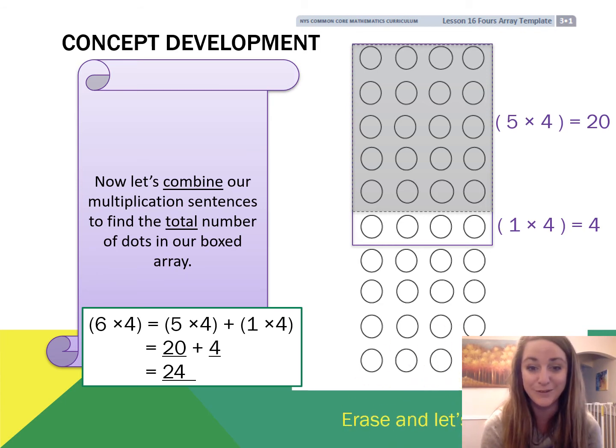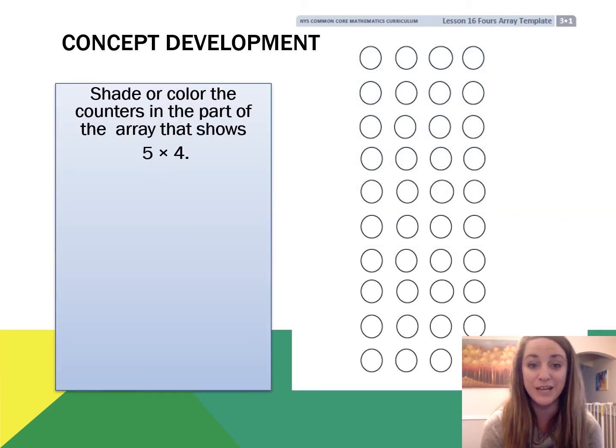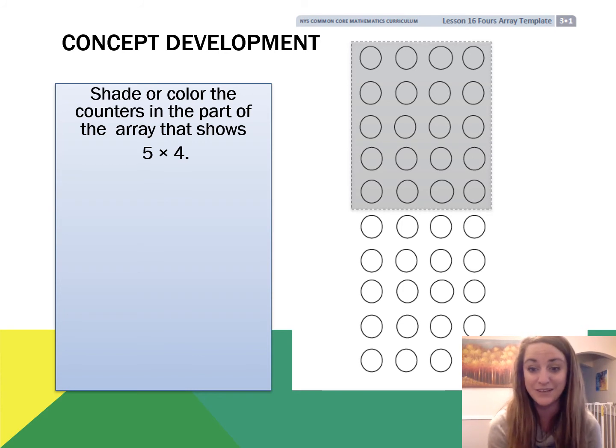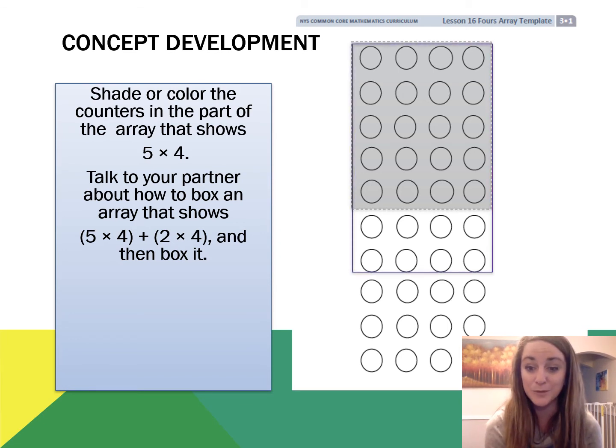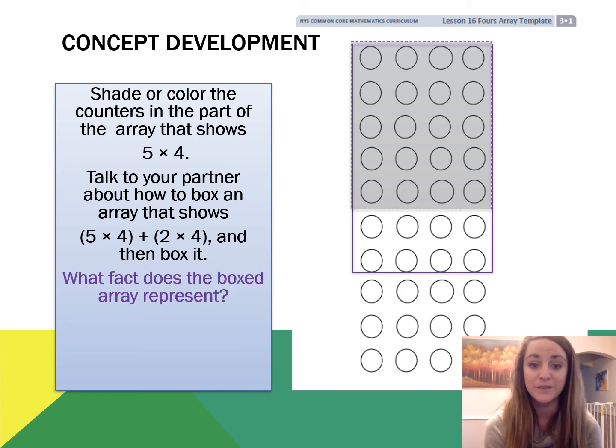Erase, and let's do another one. I'm going to shade or color the counters to show 5 times 4. Again, this is the same way we started last time. Now I'm going to show us how to box an array that shows 2 times 4. I grouped 2 more groups of 4. What fact does the boxed array represent?